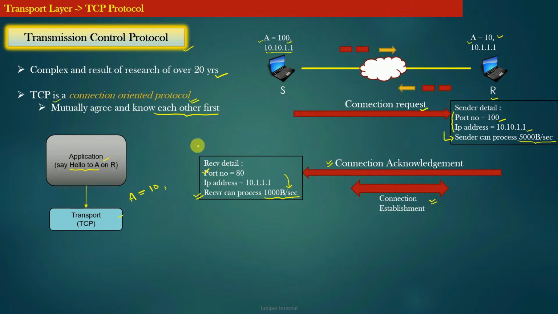So when I say that TCP is a connection-oriented protocol, it simply means that sending TCP and recipient TCP have to mutually agree with each other that they really want to participate in data exchange. And if they really want to participate in data exchange, then they should exchange their capabilities also. Here, capabilities means how fast each of them can process the data coming from the other.